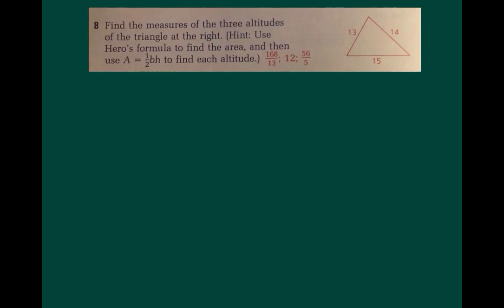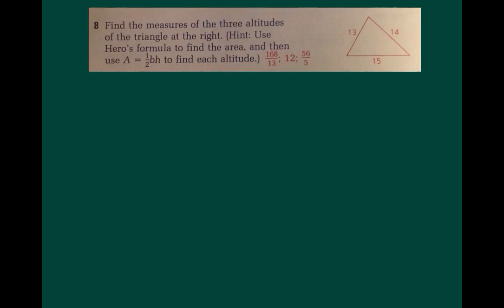Number 8 on page 552. It's a good chance to use Hero's formula and also to address this theme that keeps coming up in this chapter of finding the area and then using it to find a dimension. They ask us to find the measures of the three altitudes of this triangle. The trick is they want us to use Hero's formula to find the area and then 1/2 base times height to find each altitude. All right, let's give it a shot.